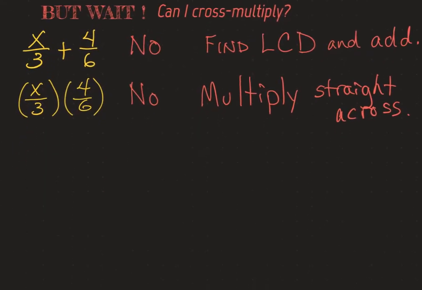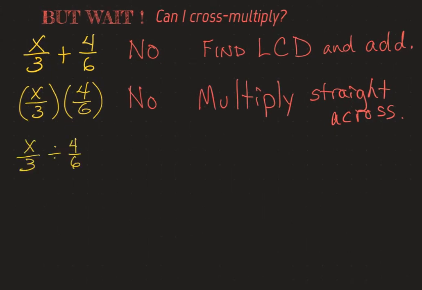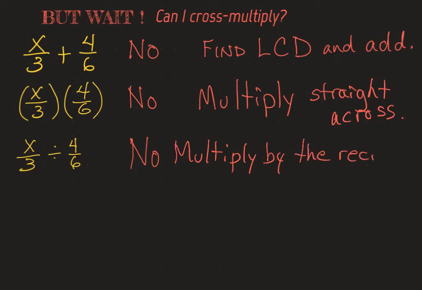Okay, let's see. Another example. Would you cross multiply here? No, you would not. You would multiply by the reciprocal.